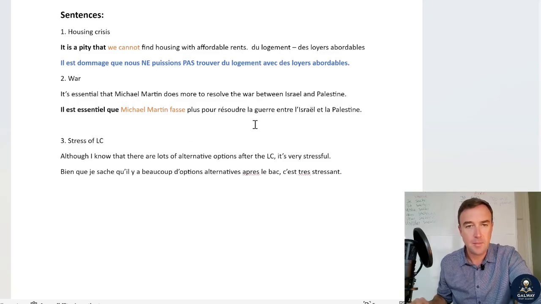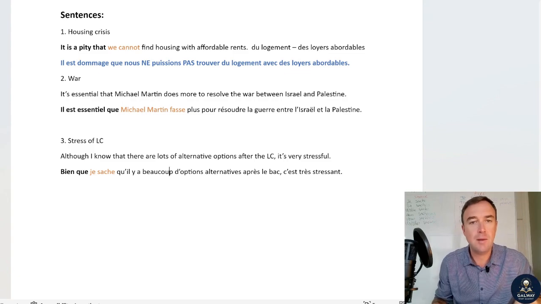All right, and I'm missing a couple of accents there, so let's just put those in. Accent grave on the E, accent grave on the E. So there, what have I got? Bien que is my subjunctive clause. It's one of my 6. Savoir is one of my irregular verbs, of my 4 verbs, and then the rest of it is just vocabulary. So bien que je sache qu'il y a beaucoup d'options alternatives après le bac, c'est très stressant. So there we have it, 3 essential sentences that I just came up with there off the cuff. If you could reach a stage where you're able to do that off the cuff, that would be unbelievably impressive in your Leaving Cert.